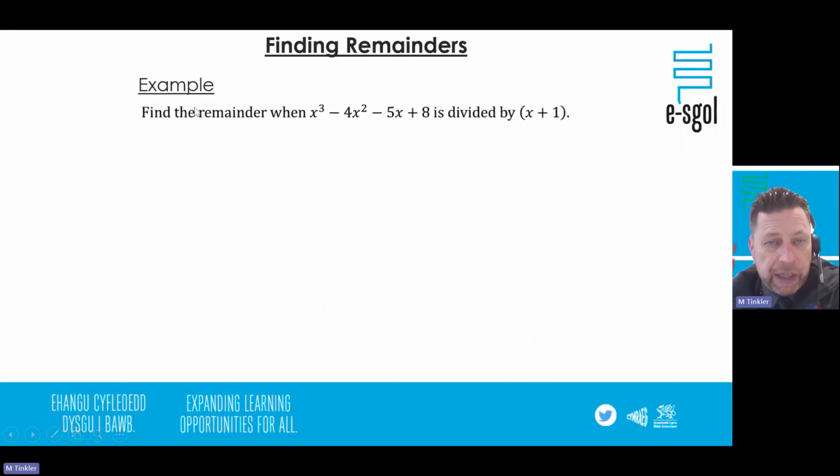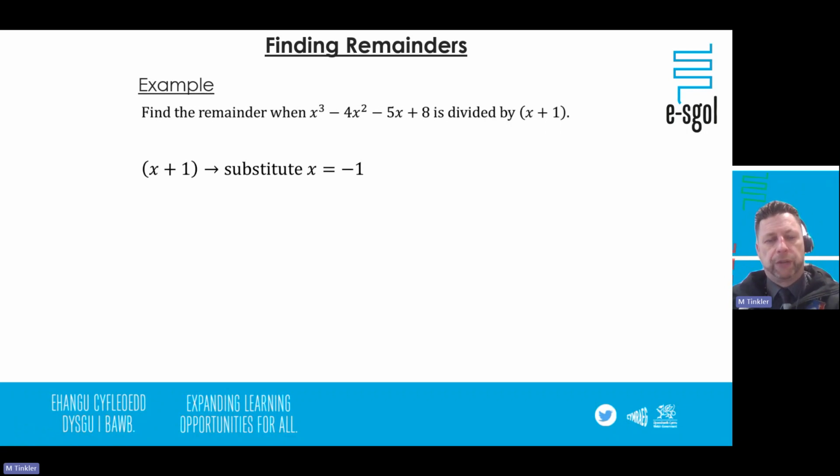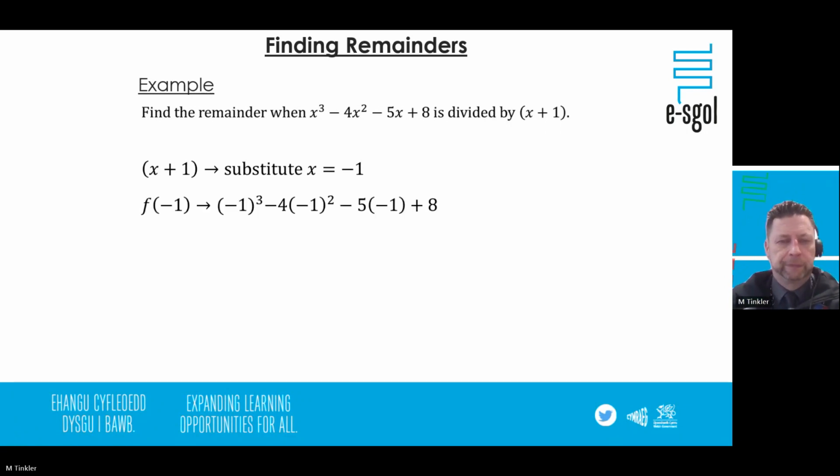Find the remainder. Now this one tells us straight away it's not a factor, so we're going to look for a remainder. So it won't be 0, and if it is 0, I'd probably go back and check the question again. Now x plus 1, but we're not subbing in plus 1, we're subbing in minus 1. Same reason I said in the last one. X plus 1 equals 0, so x equals minus 1.